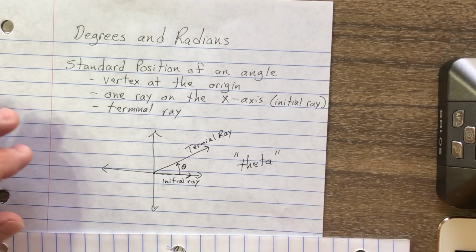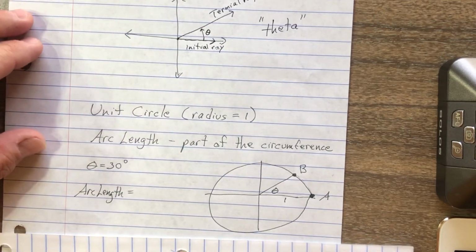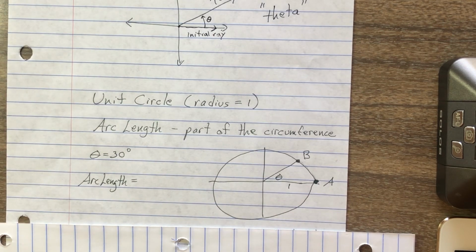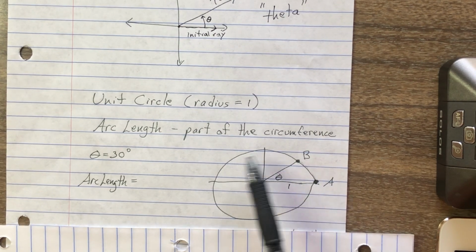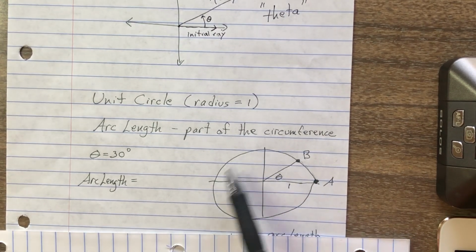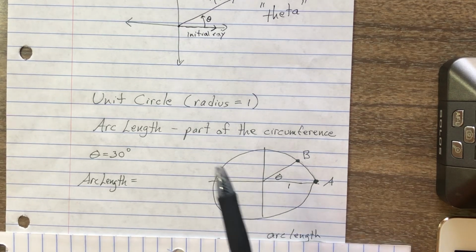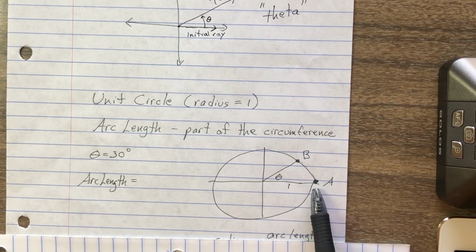All right, let's talk about what a unit circle is. This should be review from geometry, but a unit circle has a radius of 1. So you can see this perfectly drawn circle that I have here. I failed art class, can you tell? Anyway, it has a radius of 1.